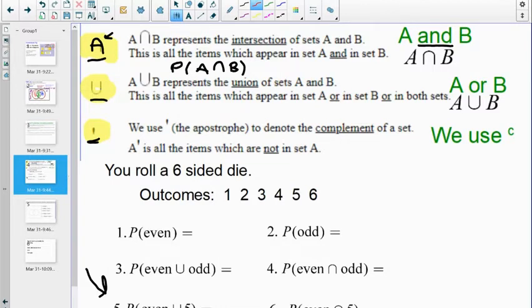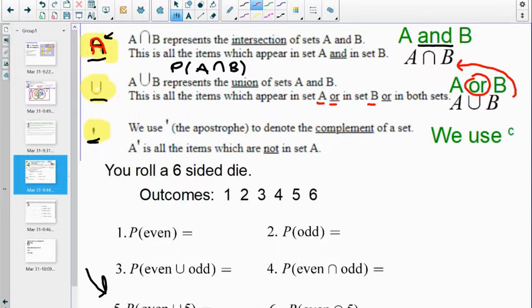So that's another word meaning "or". That's when all the items which appear in set A or in B or in both. So that includes this "or", includes that "and". So that's how I like to differentiate. Remember how "and" looks like an A and "or" looks like a U.